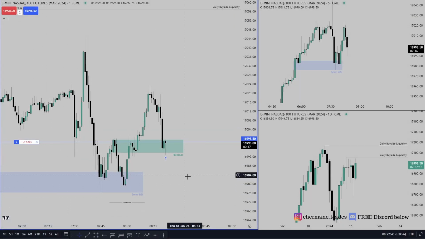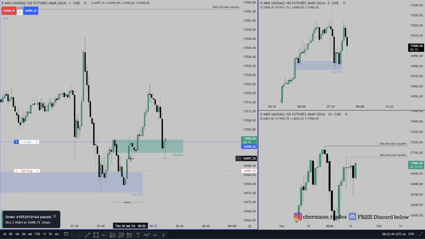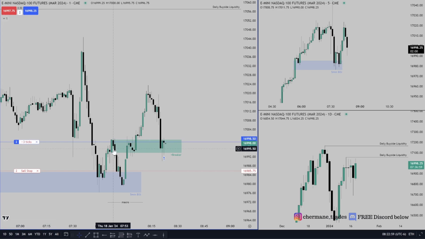I'm going long here on the Nasdaq. We just took out sell stops here, traded into a breaker, so we have a low, high, lower low. This last up close candle in between the two lows is your breaker, and we traded down into this volume imbalance there.